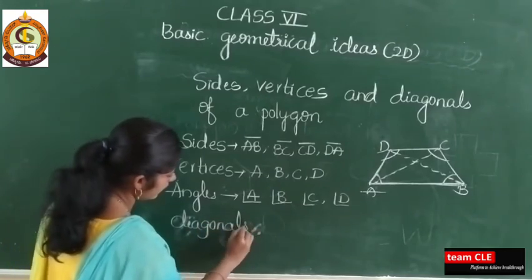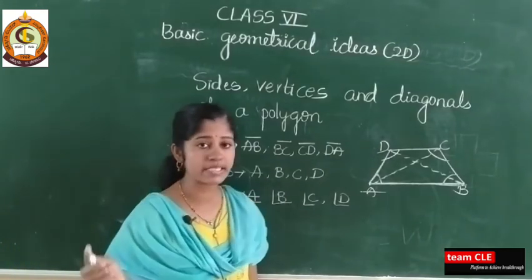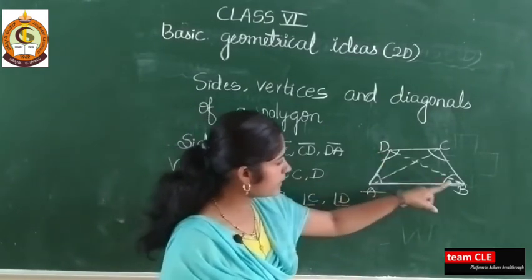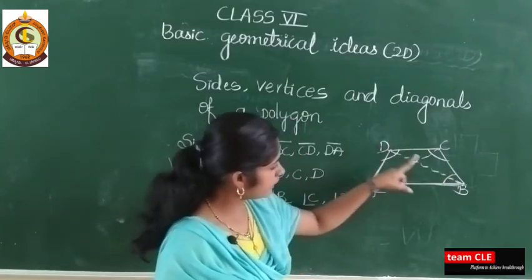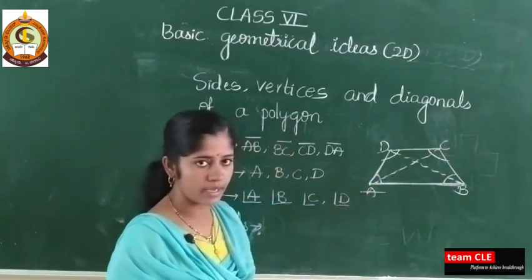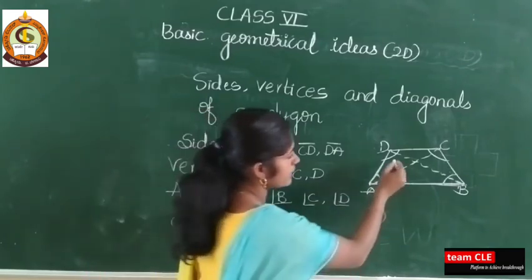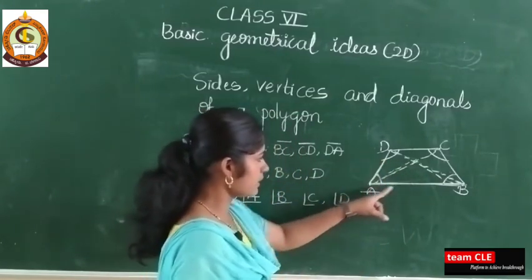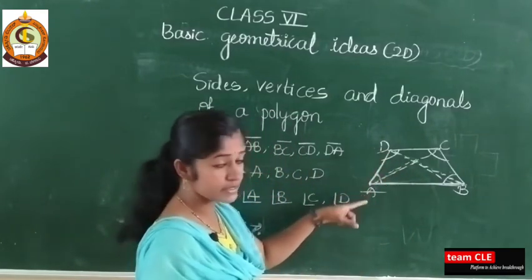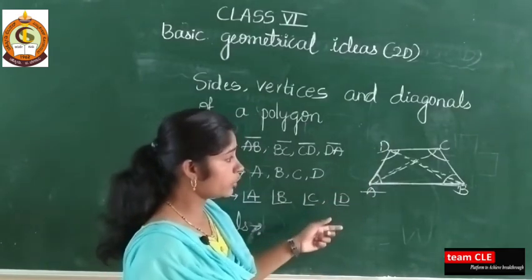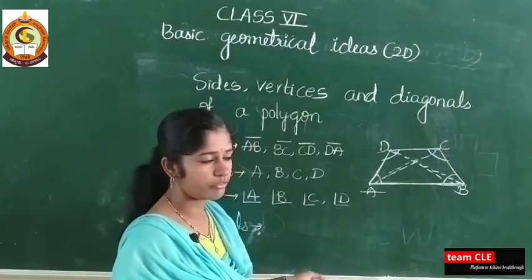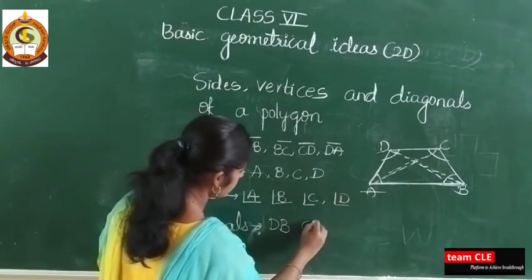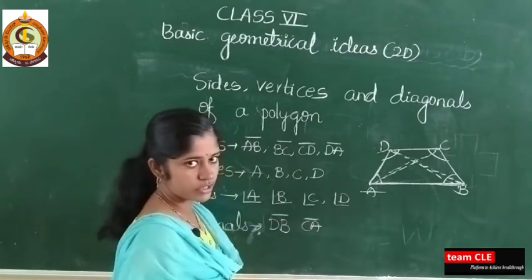Diagonals means, see here, it joins two opposite vertices of the figure. So here the opposite vertices are D, B and C, A. So here DB and CA are what? They are diagonals of the figure. See here the dotted line is there, for this we are calling diagonal. Sides means, see here, this AD joins the adjacent vertices, but diagonals join the opposite vertices. So here DB and CA, yes, they are diagonals of the figure.